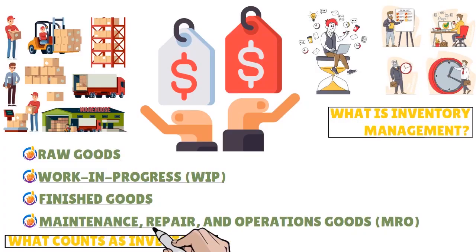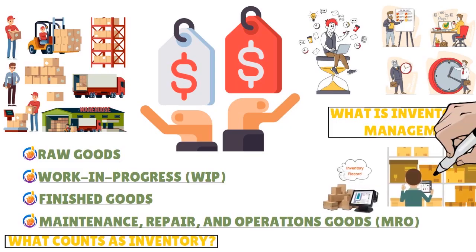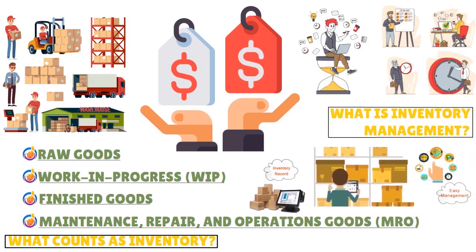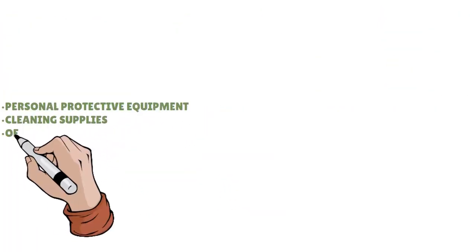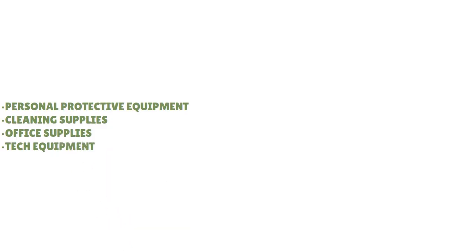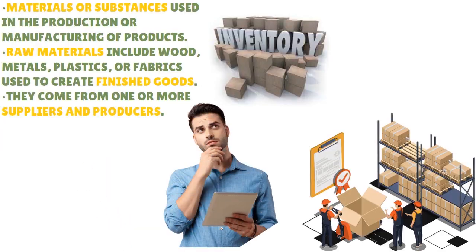And finally, you have the MRO, right? MRO: maintenance, repair, and operations. Those are materials and equipment used in the production process, but not as part of the final product. This includes personal protective equipment, cleaning supplies, office supplies, and tech equipment. So all those things are part of inventory. Okay, so that's important to really think about.